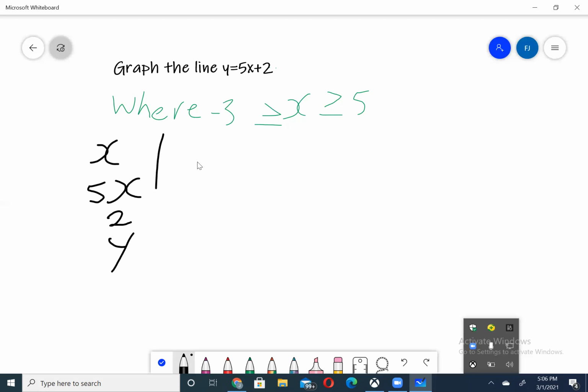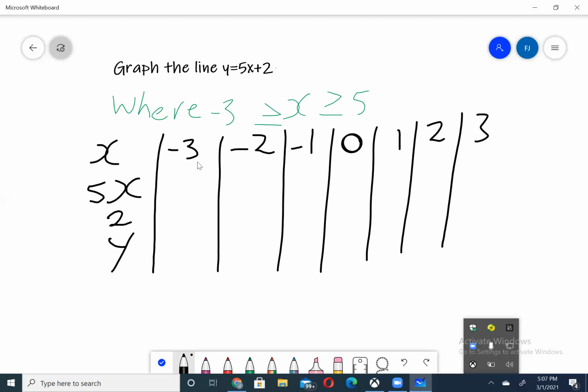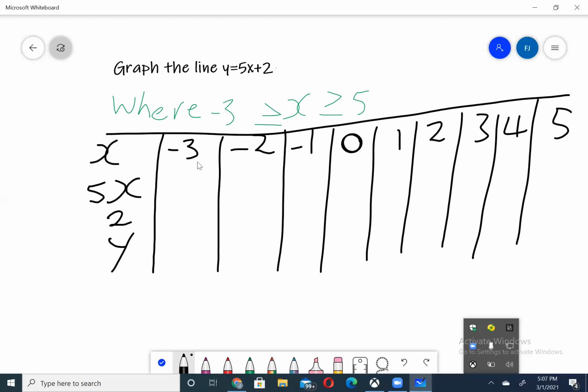I'm gonna do it freehand, guys, to conserve on time. So please bear with me on that one. So we're gonna put values of x. Since it's less than or equal to, it is -3, -2, -1, 0, 1, 2, 3, 4, 5, right? And you close your table.